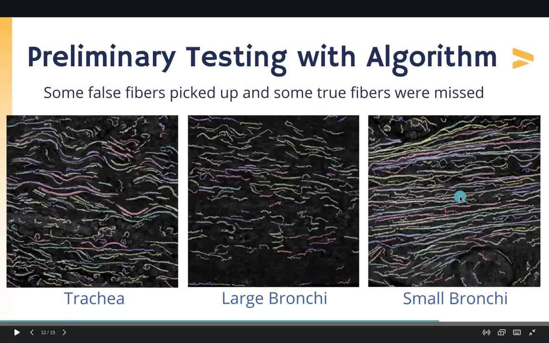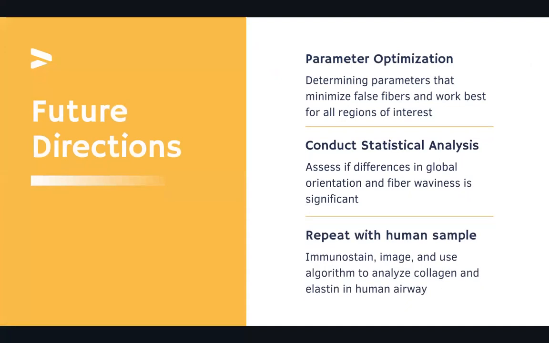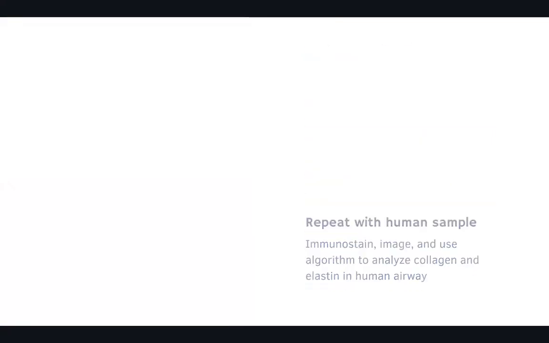In terms of our future directions and goals, first things first is parameter optimization and making sure that we are limiting those errors. And then we'd like to conduct statistical analysis to assess if the differences in the global orientation as well as the fiber waviness are actually significant. Since this study was done on porcine tissue, our next step is to look at it on a human sample. So we'd like to immunostain, image, and use this algorithm again to analyze the collagen and elastin within the human airway so we can make broader claims.